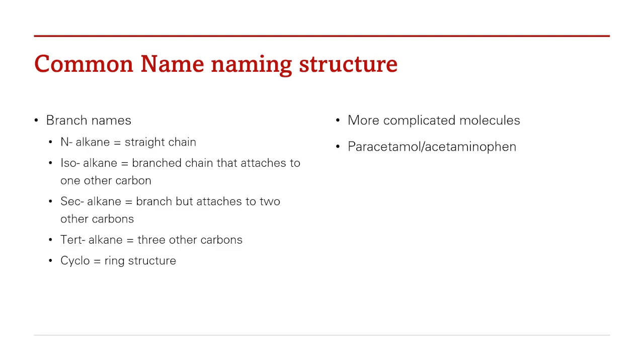Then, sec alkanes are bonded to two other carbons. Next, tert alkanes are bonded to three other carbons. Cyclo prefix describes a ring structure. On the next slide, it should describe when it is appropriate to use common names to describe what a molecule looks like to someone who doesn't know what a molecule looks like.